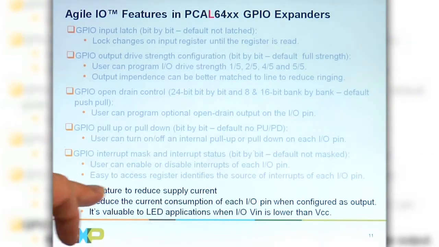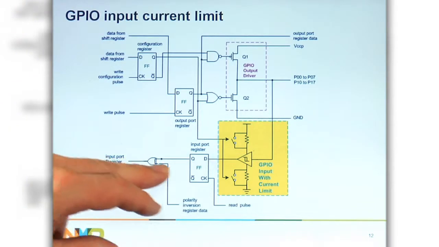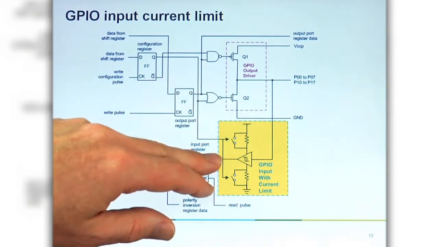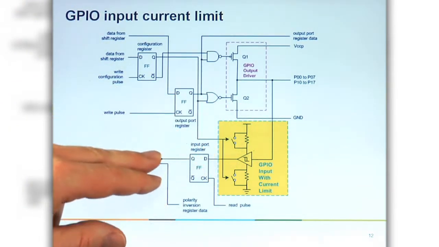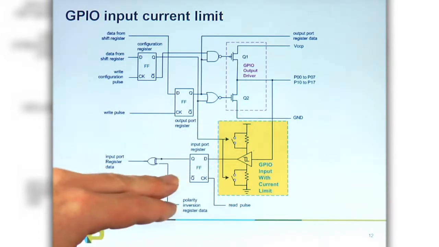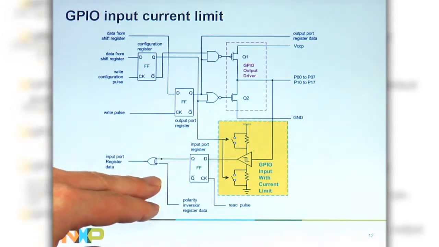And then lastly, there's the feature to reduce current within the device. If the input pin is less than the supply, you get a little bit more leakage in the device. We have some circuitry in the device that's going to help prevent that.